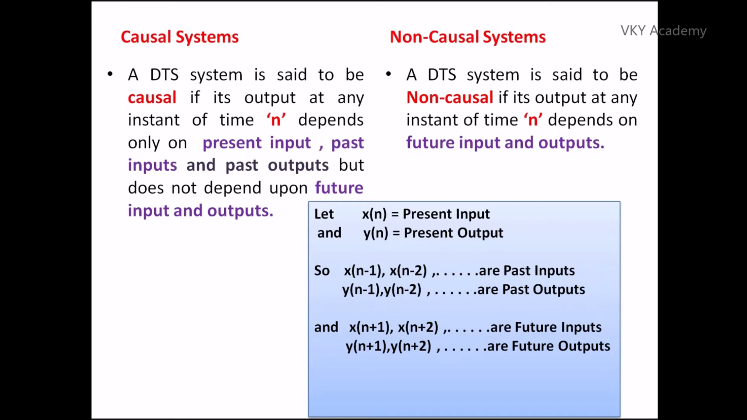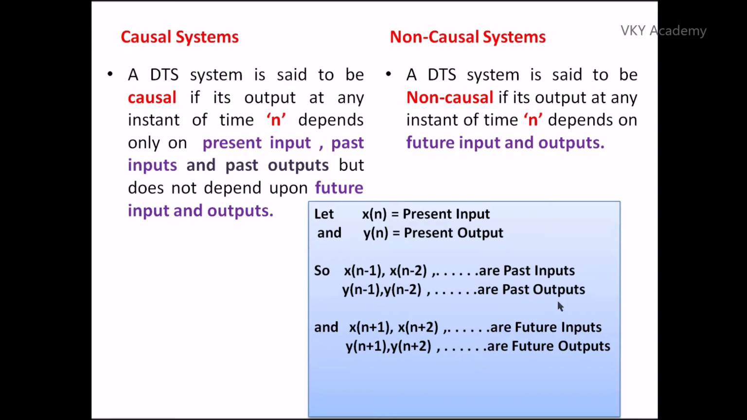So basically, a discrete time system is said to be causal if its output at any instant of time n depends only on the present input, past inputs and past outputs, but must not depend upon the future inputs and outputs. That is called causal systems.